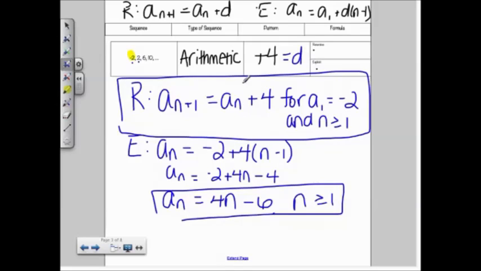Now let's talk about this for a minute. Remember, it all goes back to, if it's linear, your equation of a line, y equals mx plus b. This is increasing at a rate of 4 per term, and if a sub 1 is -2, that means that a sub 0 would technically have been -6. So that's where this comes from. So either one of these will get you to the right formula.